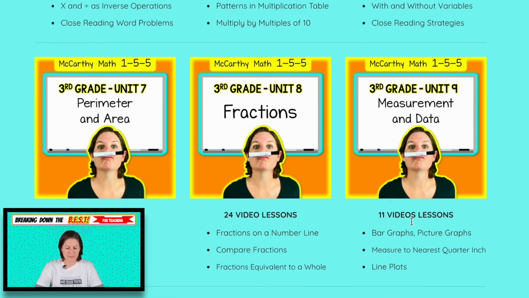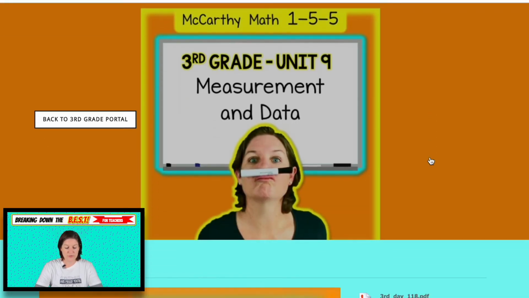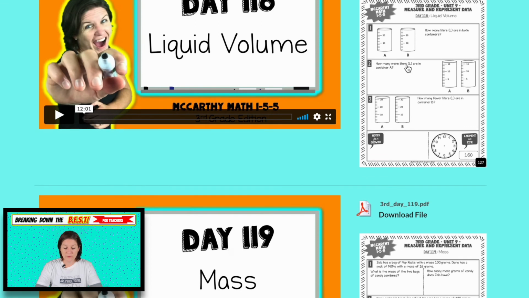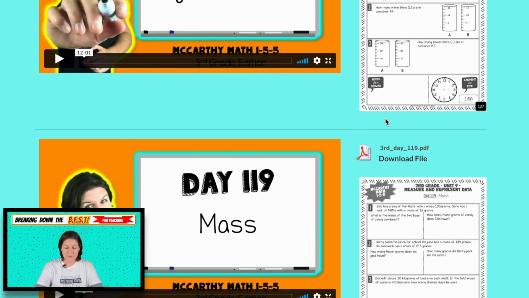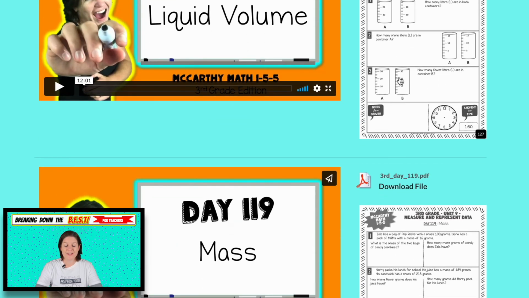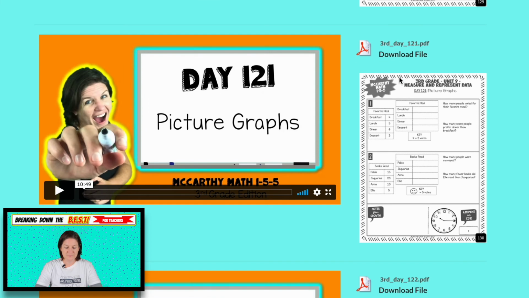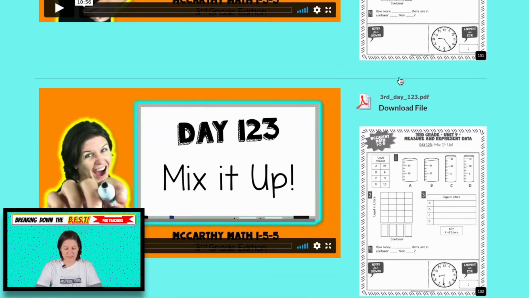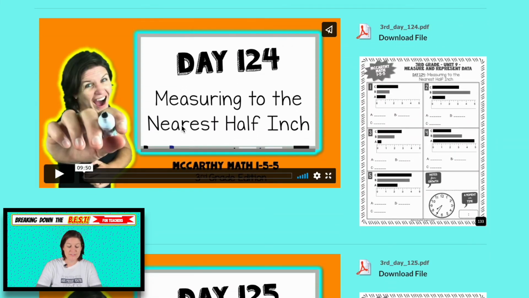Measurement and data. Look, in this one right here in Unit 9, there's 11 video lessons, and some of those are measuring to the nearest quarter of an inch. And this is great because if you have students, and we have liquid volume right there that we can take a look at. Same kind of deal. You've got the video lesson and the printable guide right there for you. Got picture graphs and all that stuff. But if you keep on going, in this video lesson, we're measuring to the nearest half of an inch. By the way, it's called McCarthy 155 because there are 155 video lessons.